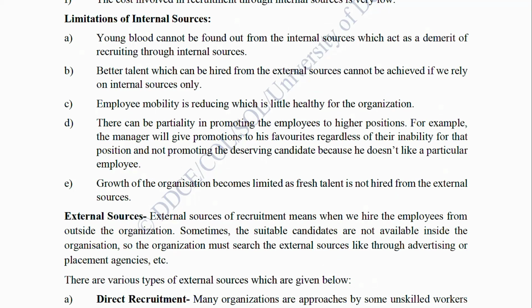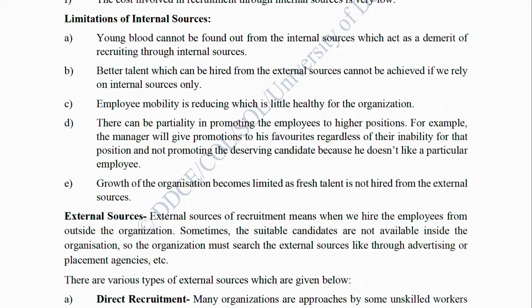Limitations of internal sources. Number one, young blood cannot be found from the internal sources, which acts as a demerit for recruiting through internal sources. Second, better talent which can be hired from the external sources cannot be achieved if we rely on internal sources only. Third, employee mobility is reduced, which is not healthy for the organization.